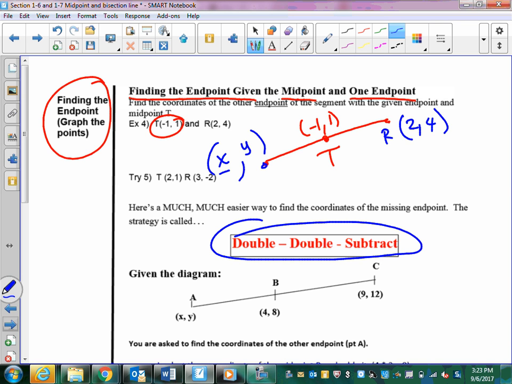So at the end of the year, there are some of you who like to memorize formulas and you work better that way. Some of you like the application part of it. So I'm going to show you both ways.